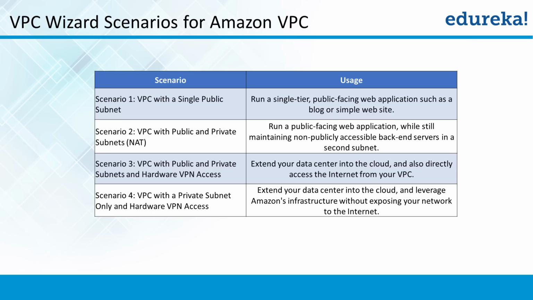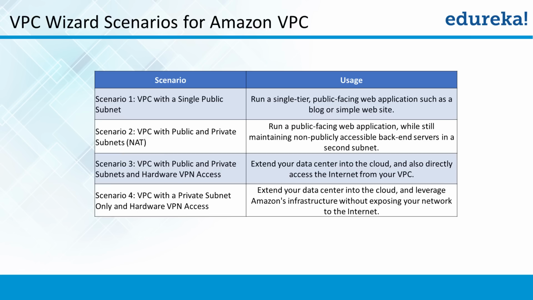The first one is a VPC with a single public subnet. And what can you do with this? You can maybe run a web application on a server, and that server will be in the public subnet, and anybody in the world can connect to your web server and use your application. So this is a very simple scenario of a VPC.